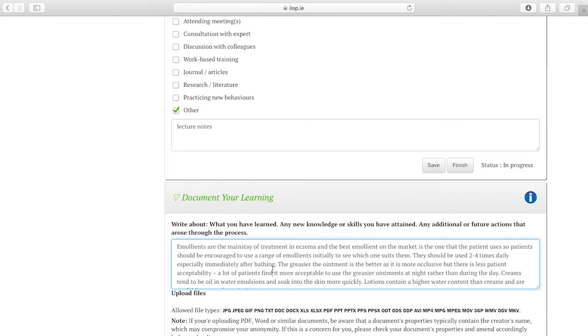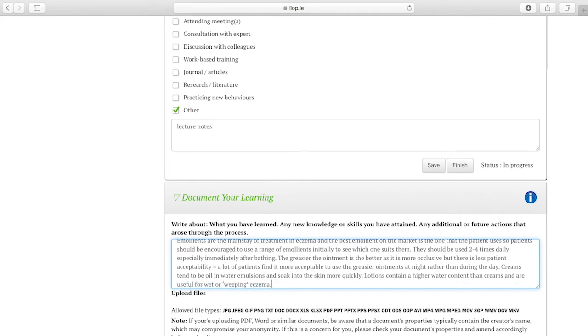Emollients are the mainstay of treatment in eczema, and the best emollient on the market is the one that the patient uses. So patients should be encouraged to use a range of emollients initially to see which one suits them. They should be used 2 to 4 times daily, especially immediately after bathing. The greasier the ointment is, the better it is, as it is more occlusive, but there is less patient acceptability. A lot of patients find it more acceptable to use the greasier ointments at night rather than during the day.